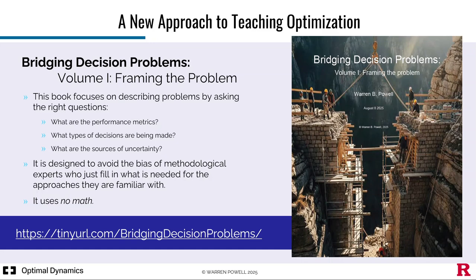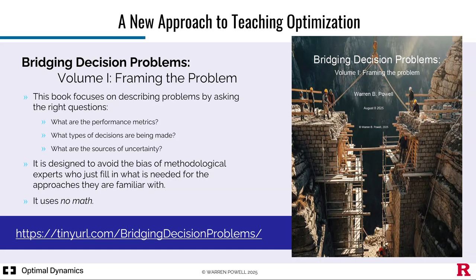Chapter 2 of the book lists maybe about 10 different applications, and for each one, it takes a crack at answering these three questions. This is designed for a non-technical audience. This book uses no mathematics, and it's designed to overcome the bias that we have where people who do have training in methodology will go out to the real world, and the questions they're asking are heavily biased toward the tools that they have.